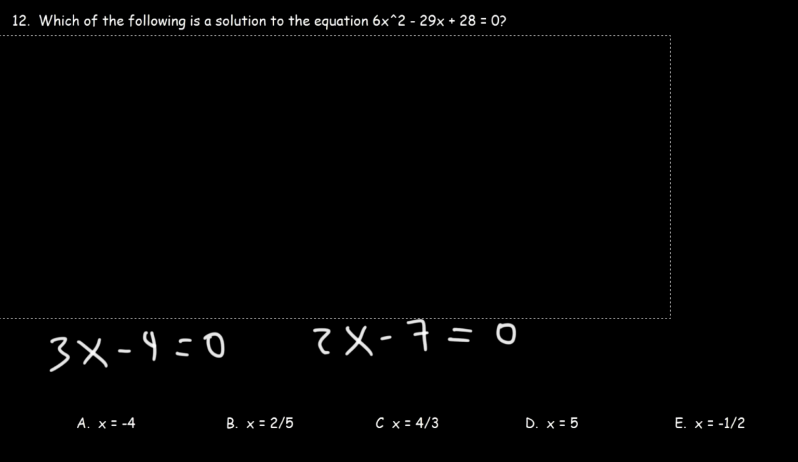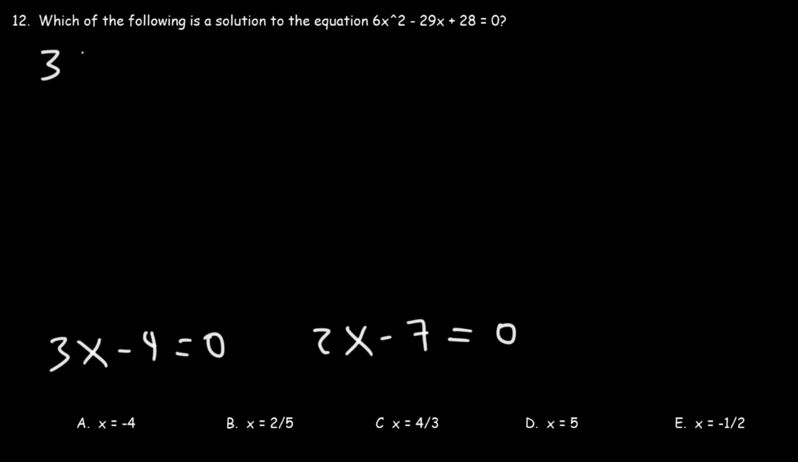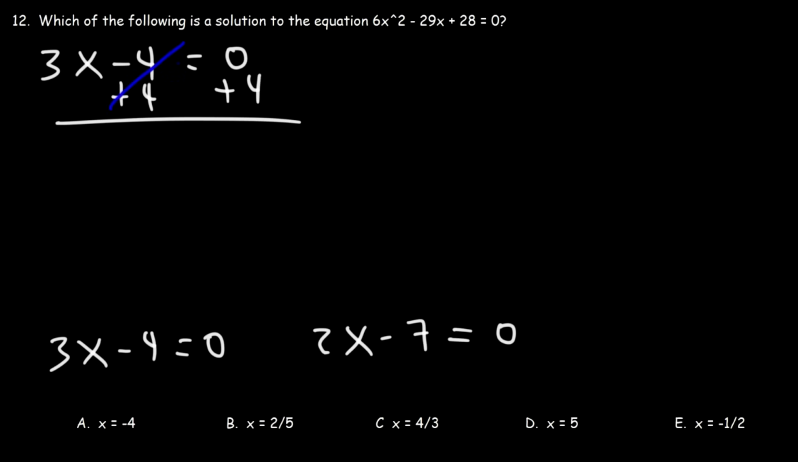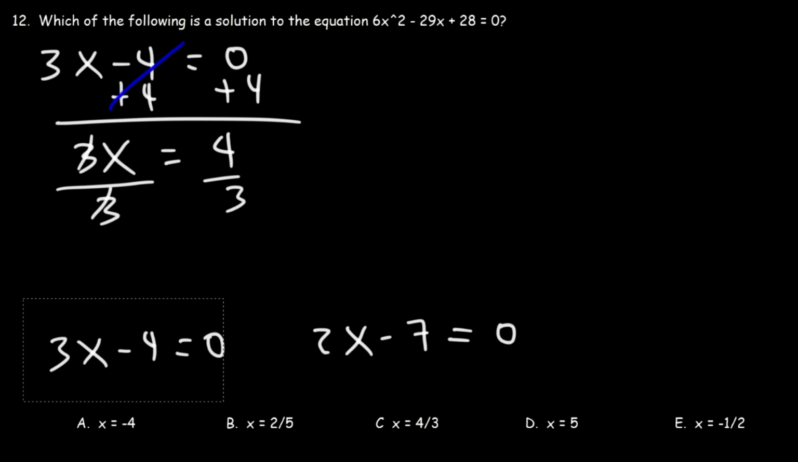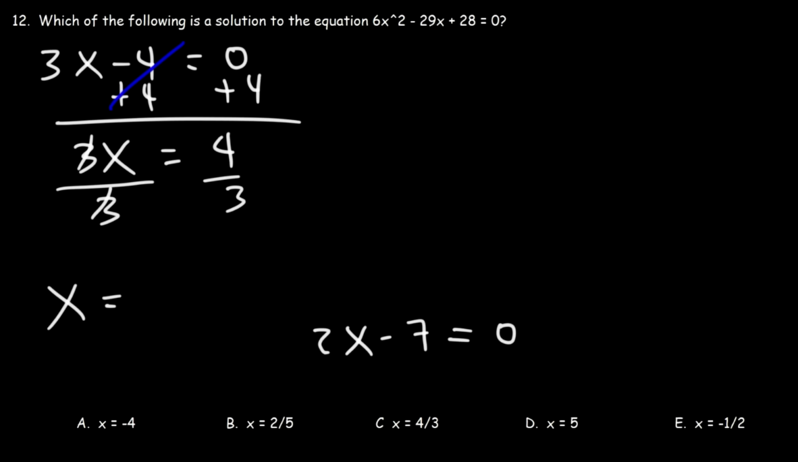So let's focus on the first one. The first thing we need to do is add 4 to both sides. And so we're going to get 3x is equal to 4. Next, we need to divide both sides by 3. And so the first answer is what we have here. X is equal to 4 over 3.